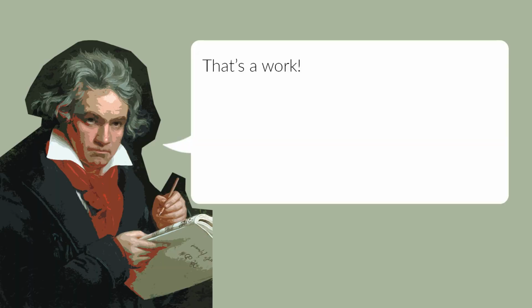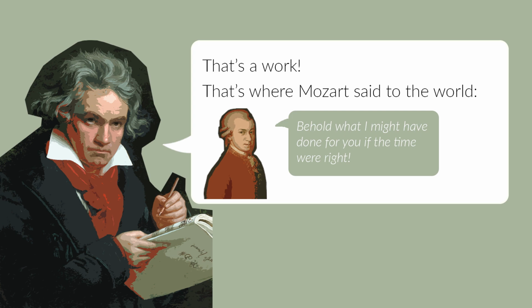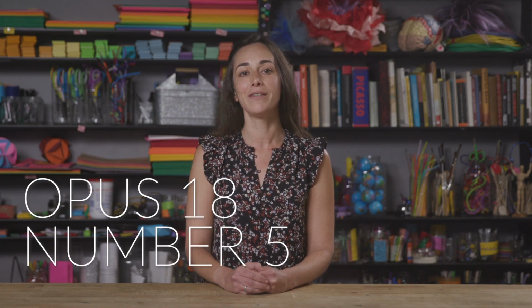Of Mozart's A major quartet, part of a set of quartets dedicated to Haydn, Beethoven said, "That's a work. That's where Mozart said to the world, 'Behold what I might have done for you if the time were right.'" It is that Mozart quartet, as well as Haydn's influence on Mozart, that inspired Beethoven's Opus 18, number 5.